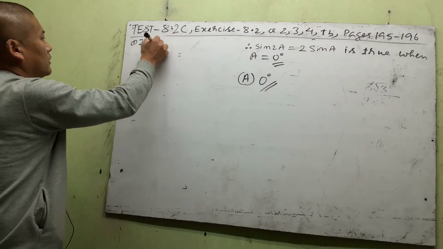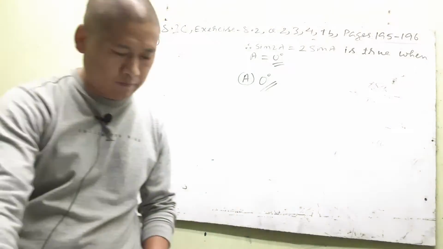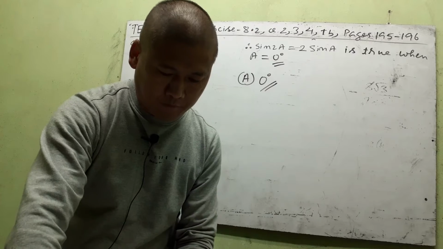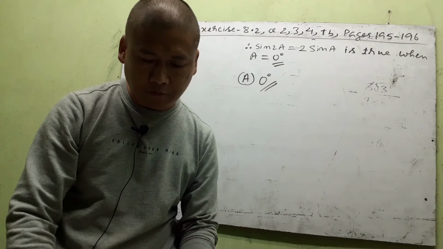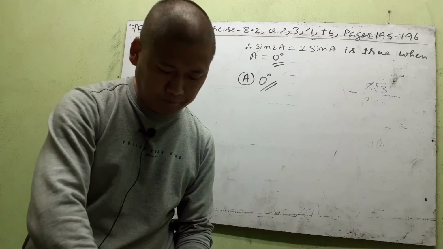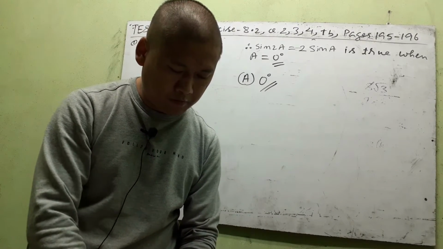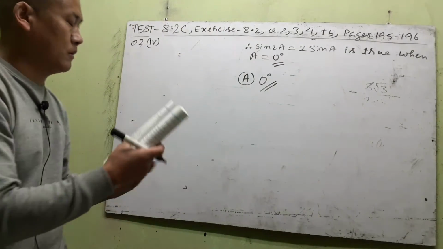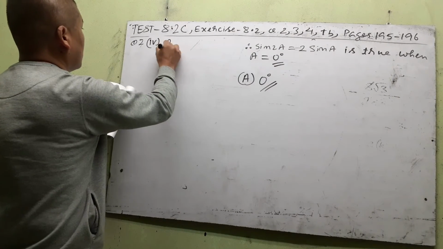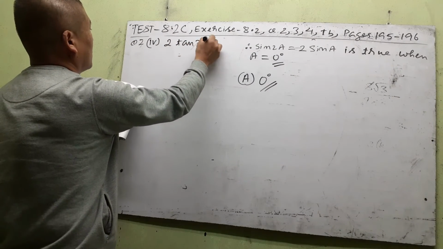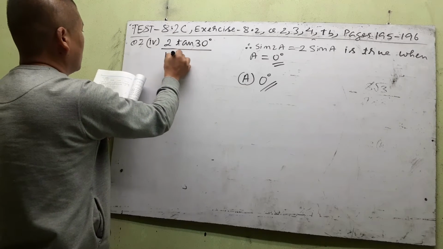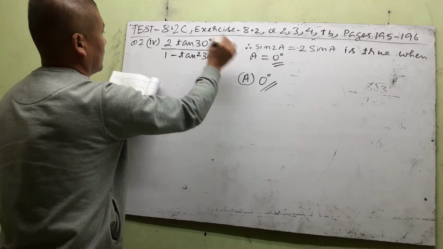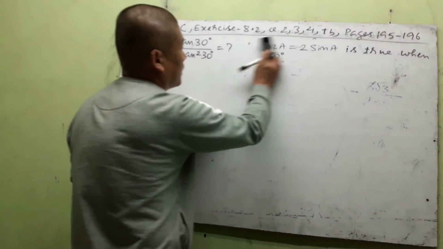Question number 2, subheading 4, page 195. Subheading 4, okay. So let us go there. So there, let us see. Subheading 4 is 2 tan 30 degree by 1 minus tan square 30 degree. How much we have to find, and which answer choice is matching.